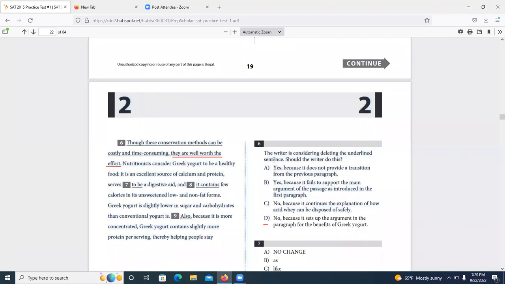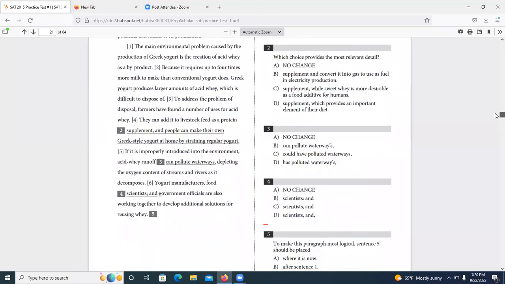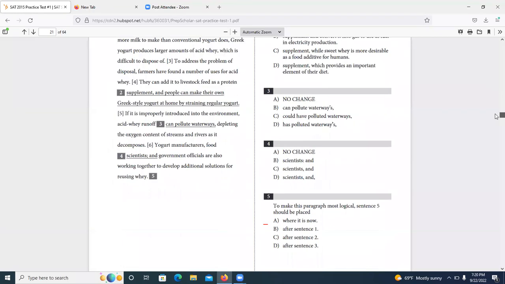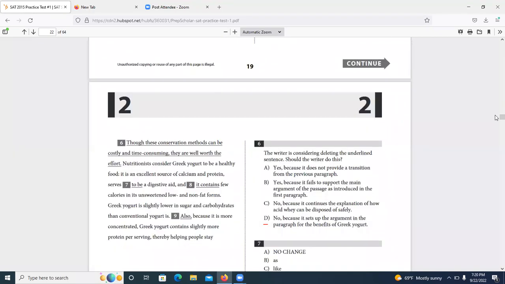A says yes, because it does not provide a transition from the previous paragraph. I don't love the word conservation methods because we weren't really conserving anything. Let me go back and look at it again. Okay, yeah, you're conserving the environment. Okay, I like conservation methods then because you're conserving the environment. So you are conserving something. Answer is D. We are going to X out letter A because you are conserving the environment.